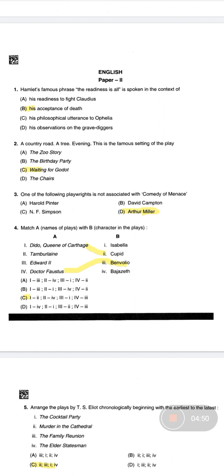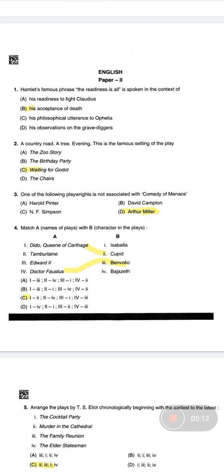Notable works of Arthur Miller are All My Sons and Death of Salesman, which you all know. Death of Salesman is a very famous play written by Arthur Miller, and you should know that Arthur Miller is an American playwright.